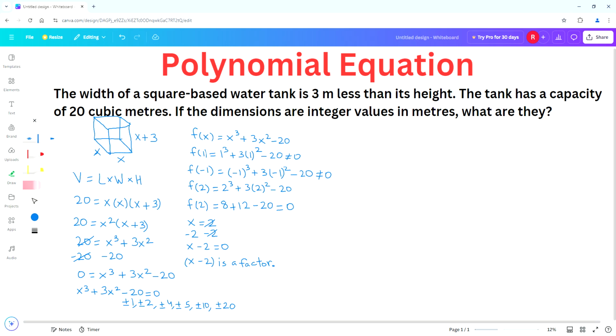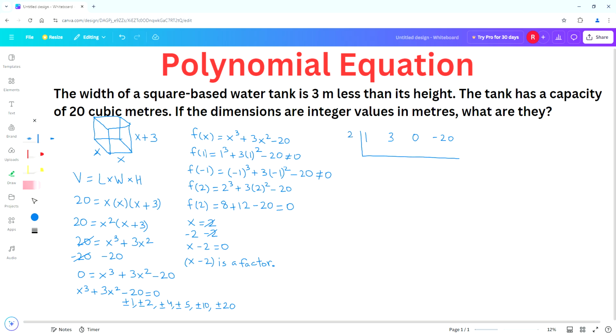Next, we should do the polynomial division. We should divide the cubic polynomial by this factor. We can use long division or synthetic division. I will use synthetic division in this video. We start by listing the coefficients of the x terms and the number term. In this polynomial, there is no x term, so we'll use the coefficient 0 for the x term. Next, we'll write the x value from the factor on the left side.